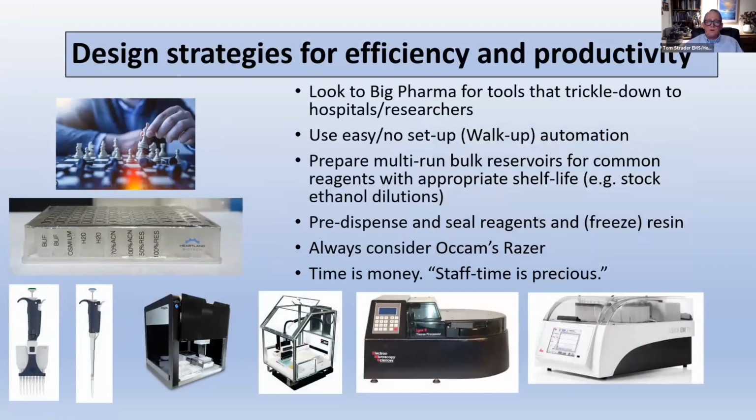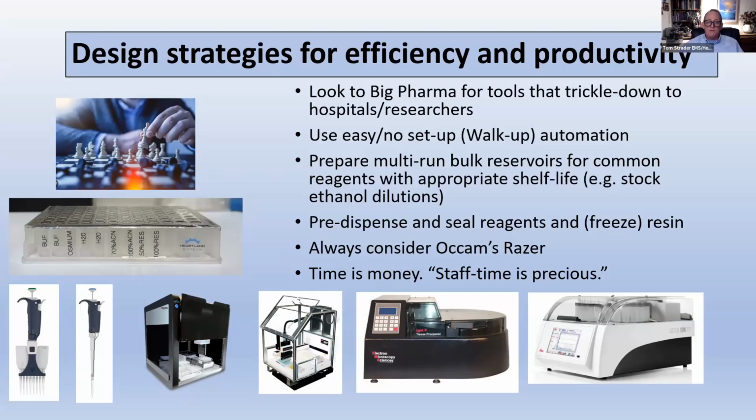So what are some overall design strategies we can look at? Look to big pharma for tools that trickle down to hospitals and researchers, which is what we've done with the ASP 1000. That was the approach there. And then using these things with multi-channel pipetters. One thing Ruching and I talked about, we both use pipetters because a lot of people will use glass burettes or different things that you're not measuring to be the most accurate and reproducible.